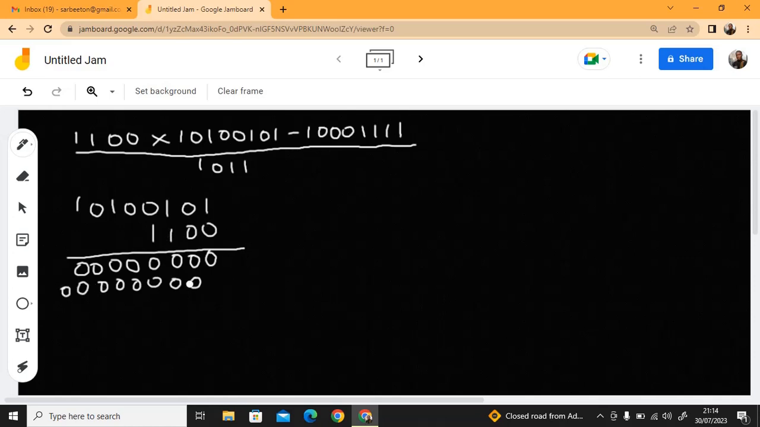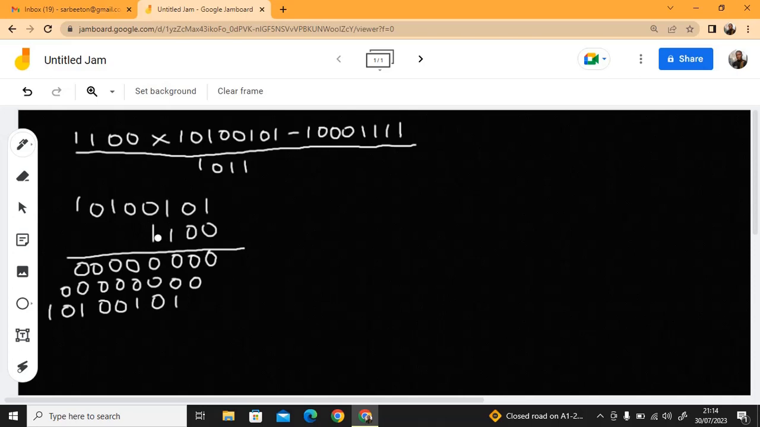Now 1 times 1, that will give us 1. 1 times 0 is 0. 1 times 1 is 1. 1 times 0 is 0. 1 times 0 is 0. 1 times 1 is 1. 1 times 0 is 0. And 1 times 1 is 1. Just like using this one to multiply. 1 times 1, 1 times 0, that is it.